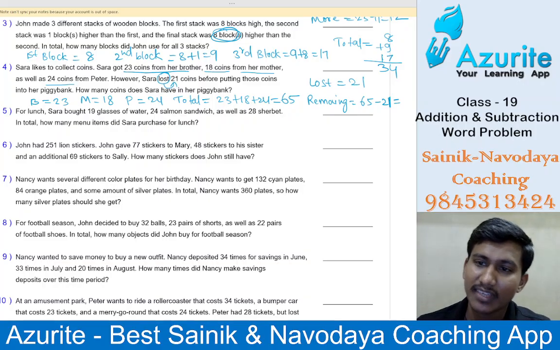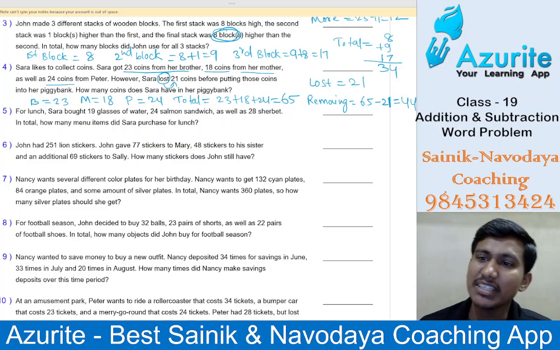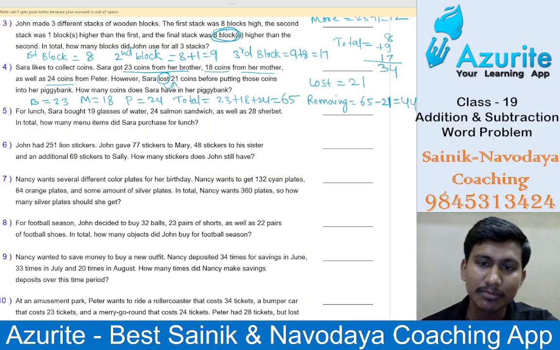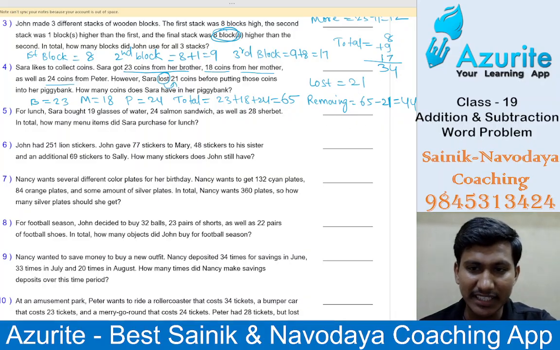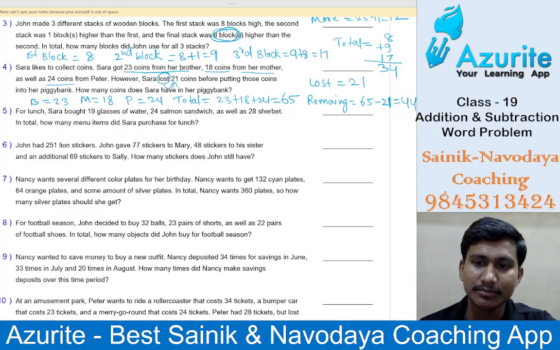Answer will be how much? 44 will be remaining. Understood? Yes, it's clear, very easy, isn't it? Got it? Yes, sir. Yes, 44. Everyone got the same answer?